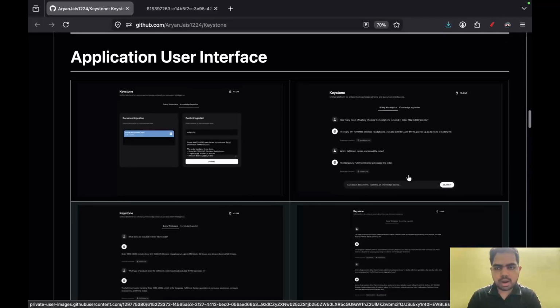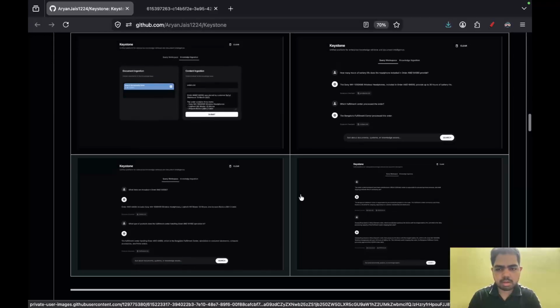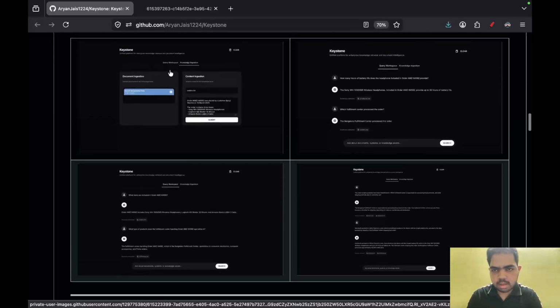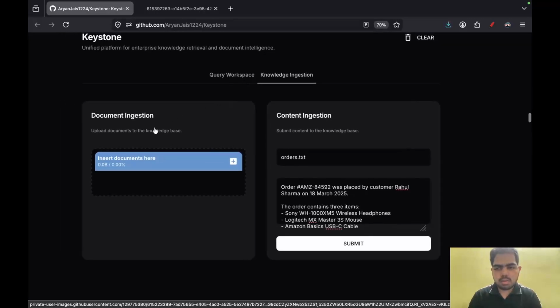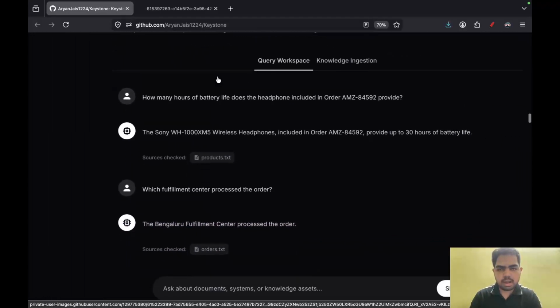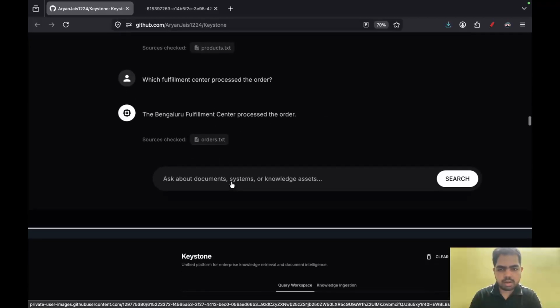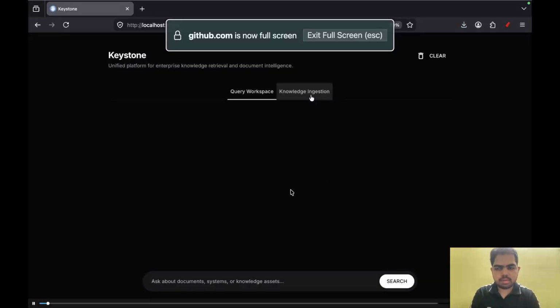Let's have a look at the user interface. It looks something like this. We have the query workspace and the knowledge ingestion. In the knowledge ingestion, we can upload the documents that we have. In the query workspace, we can ask for information, and it gives us the information and also the citations showing where it has been taken from. Now let's have a look at the demo video for this application.